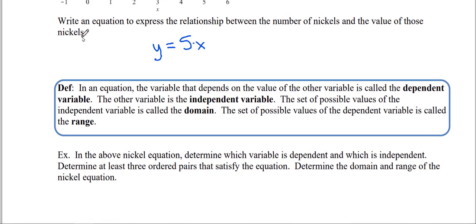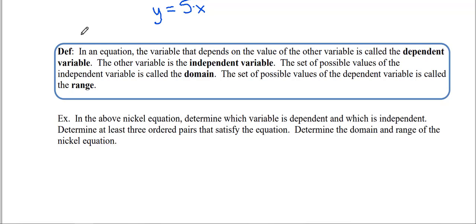We're going to start talking about this more mathematically and less in this sort of real application. In an equation, the variable that depends on the value of the other variable is called the dependent variable. The other variable is the independent variable, the one that doesn't depend on it. The set of possible values of the independent variable is called the domain. The set of possible values of the dependent variable is called the range. Let's find each of these things in the nickel example.